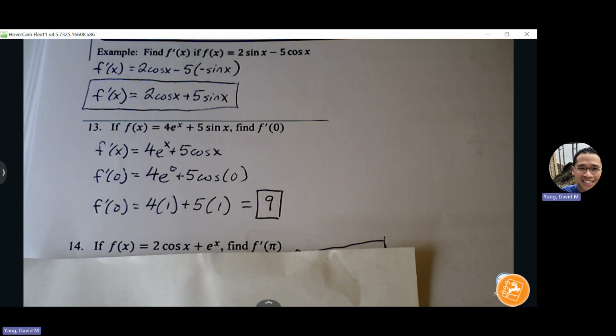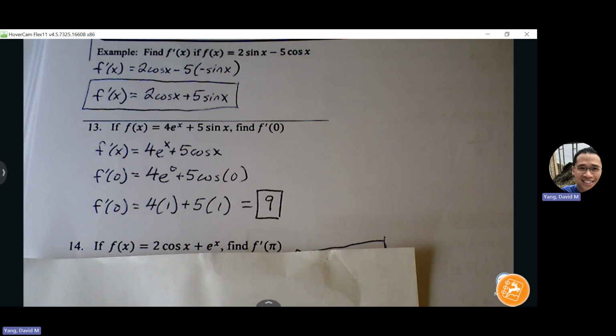Right, 4e to the x stays as 4e to the x. 5 sine of x becomes 5 cosine of x. The nice thing is that since every term is separated by plus or minus, every term can be treated as its own thing, and we're just tackling different derivatives based off of what function we're dealing with, and then at the end we'll just piece them together with a plus or minus.